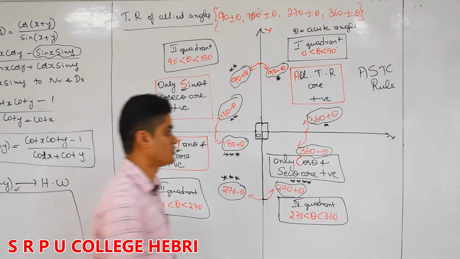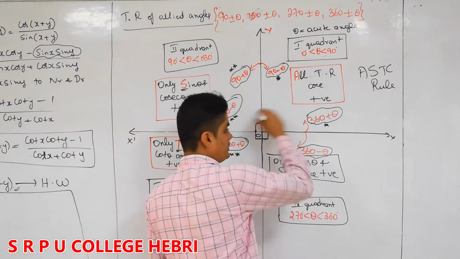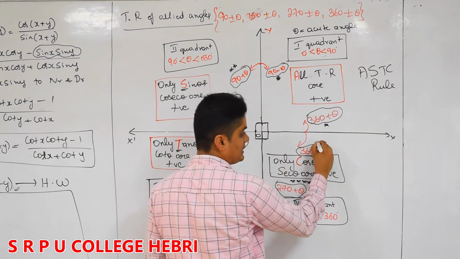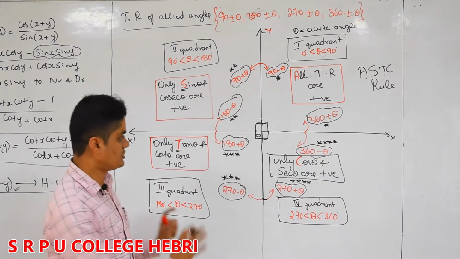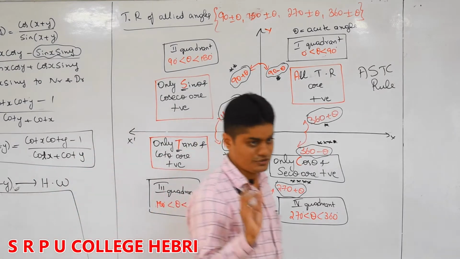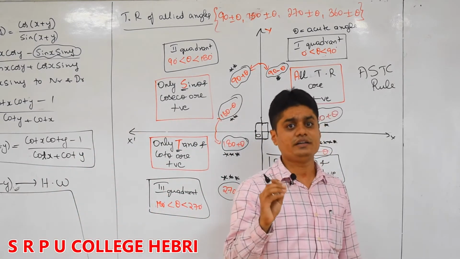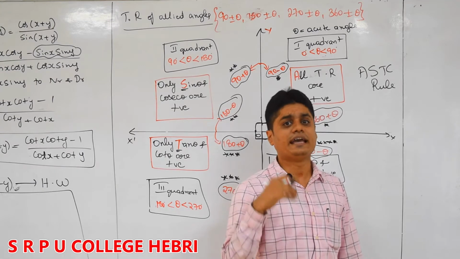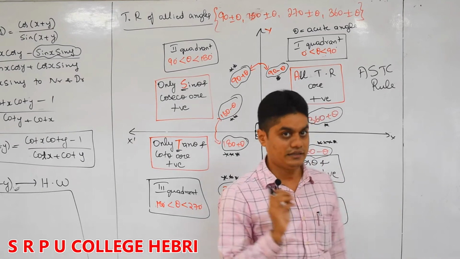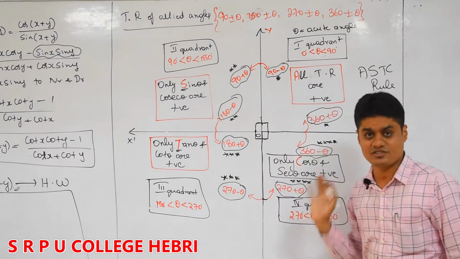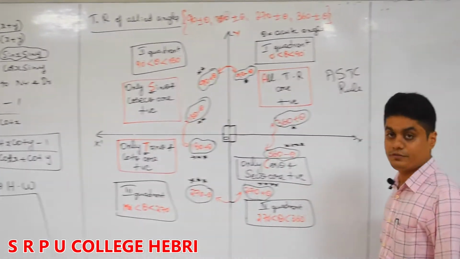270 plus theta is in the fourth quadrant. In the same way, 360 degree is one full rotation, and subtracting, 360 minus theta, this angle also belongs to the fourth quadrant. So if you know this much information, you can write the trigonometric ratios of any allied angle, which I will explain now. Okay, so now I'm going to show you how to use this chart to write trigonometric ratios of allied angles.